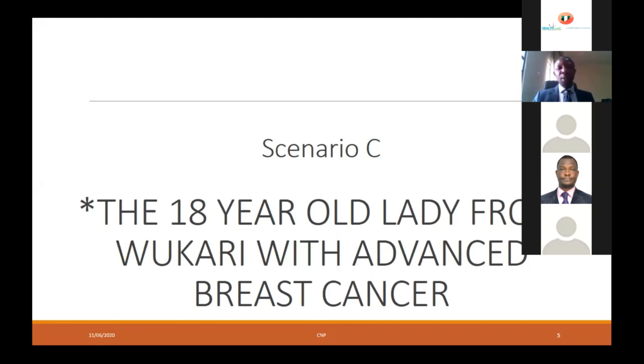The third scenario is one of an 18-year-old, and this one clings heavily to my heart. An 18-year-old lady from Wukari was brought into a hospital with breast cancer that had metastasized to the brain. She was already limp. The tumor had spread to the brain. She had convulsed several times before they even brought her in. So by the time we made the diagnosis, it was already too late.